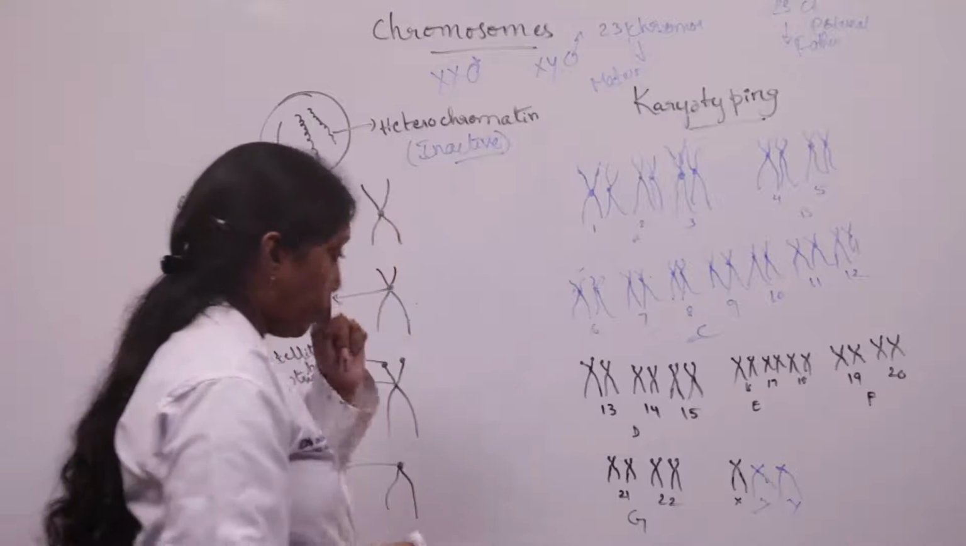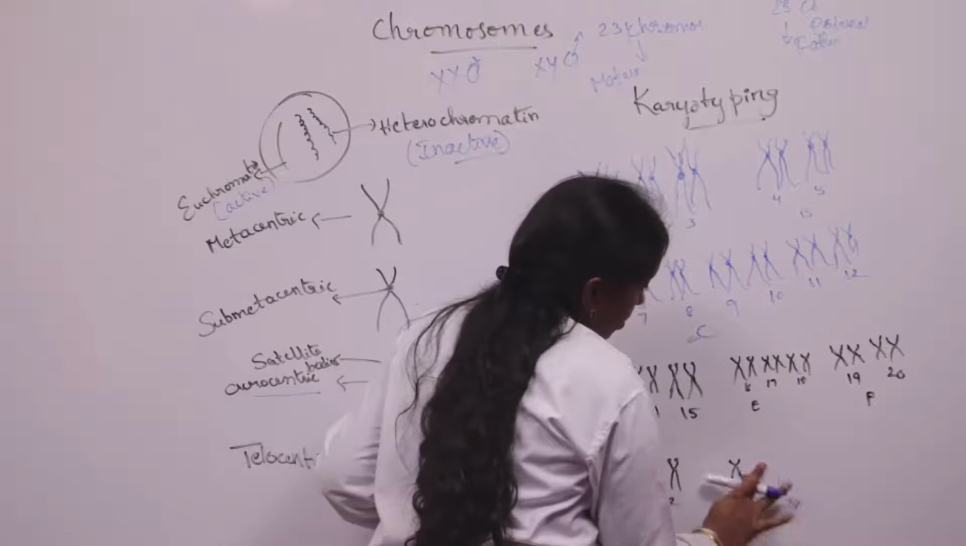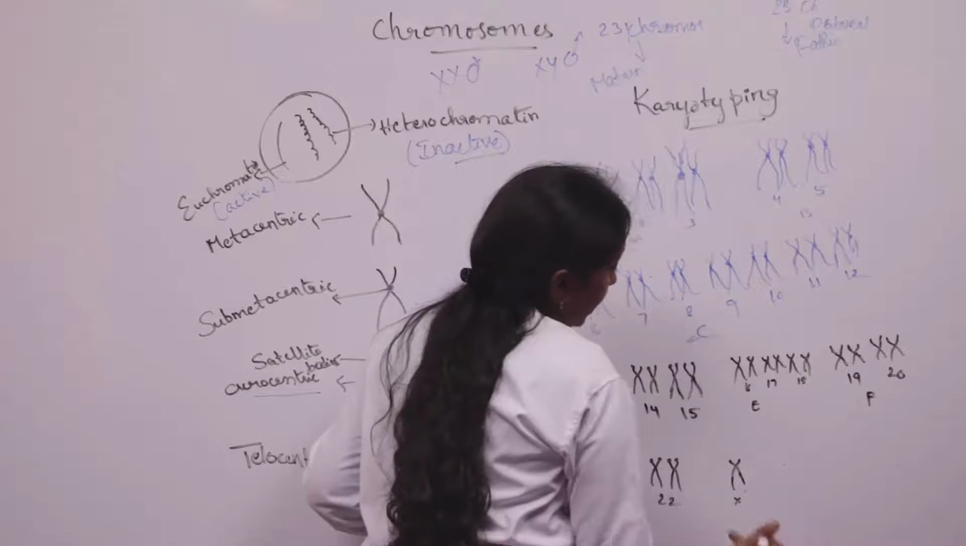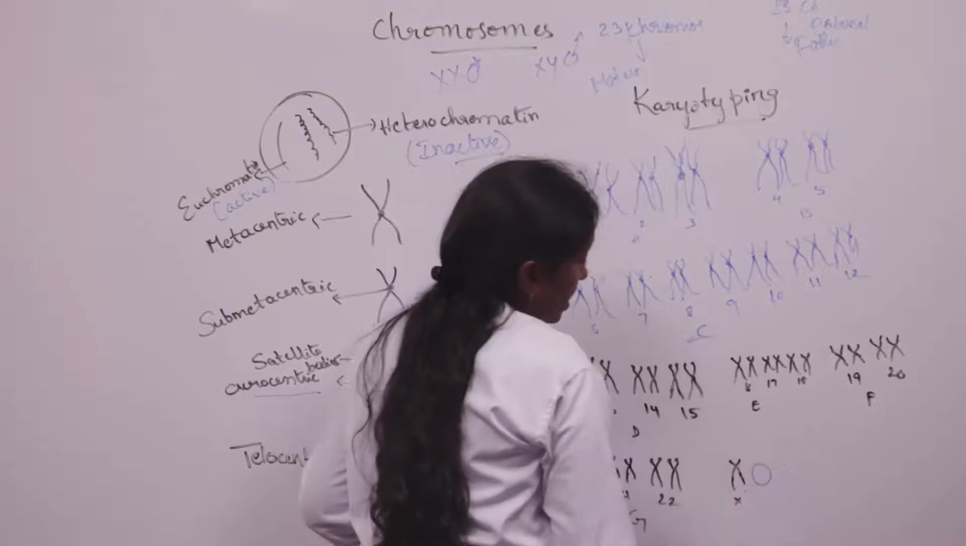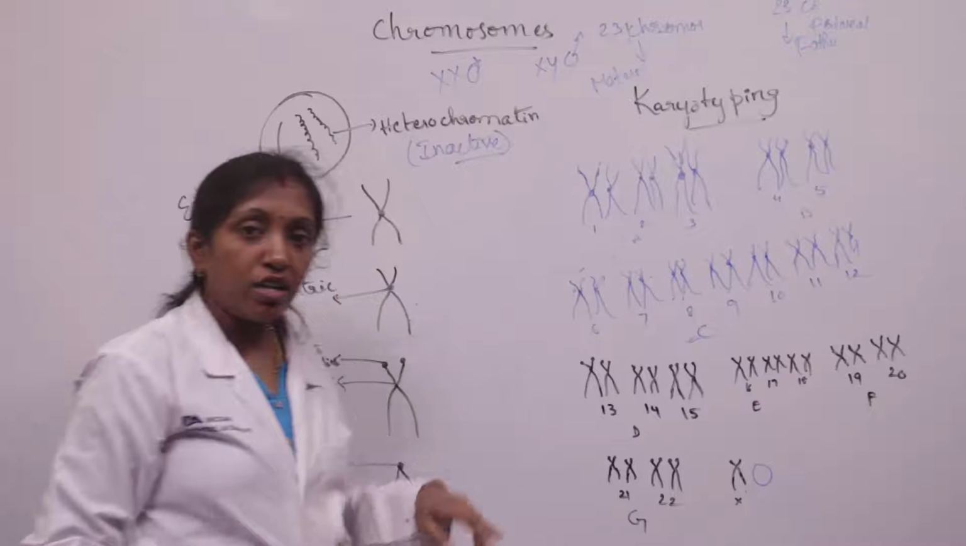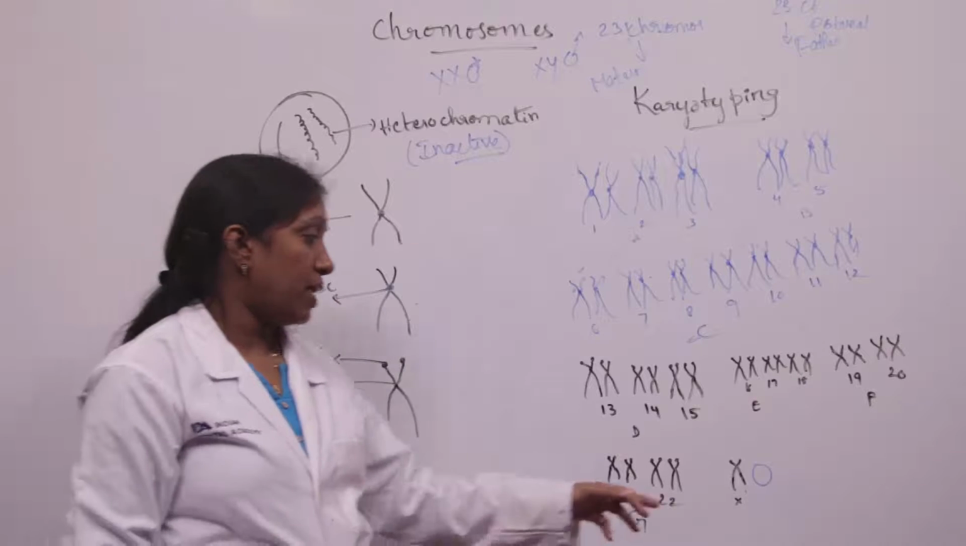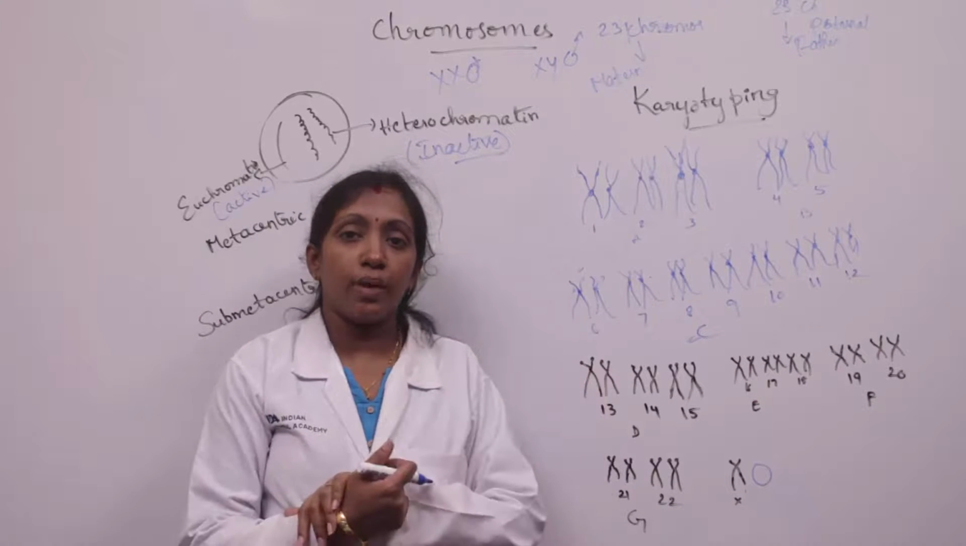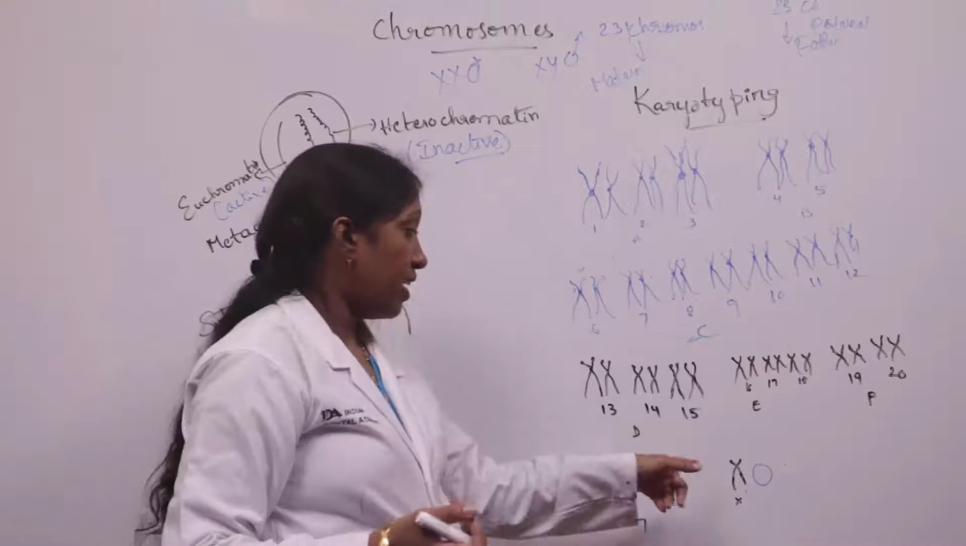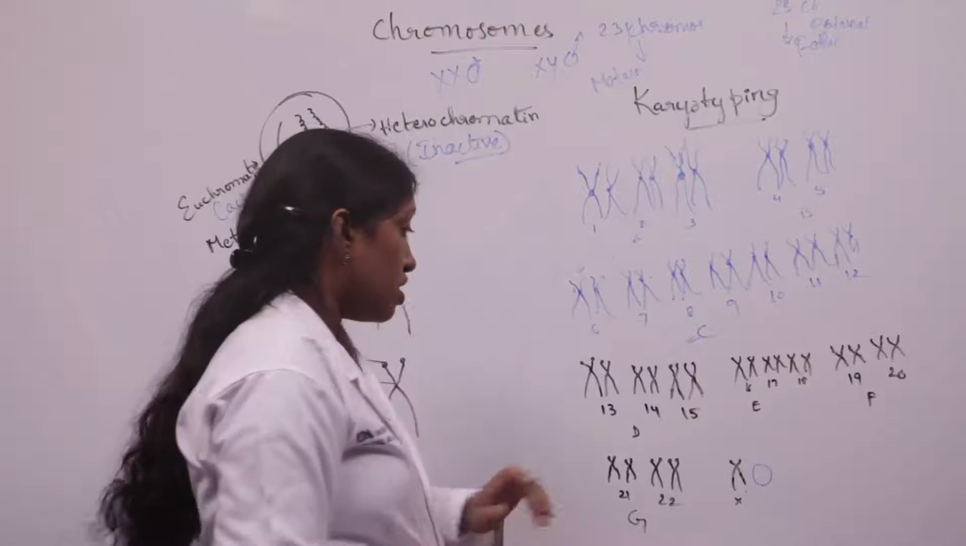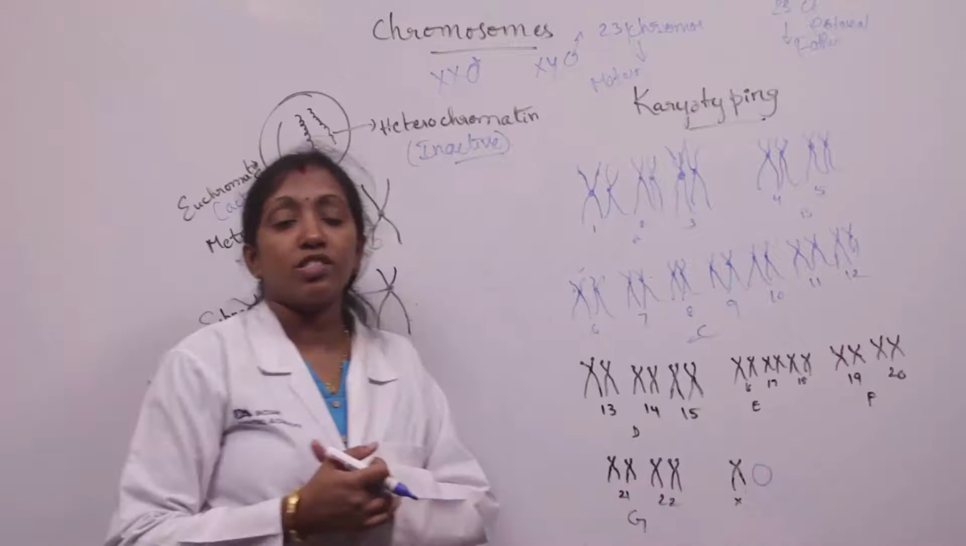For example, if you take Turner syndrome, Turner syndrome is X0, right? In Turner syndrome, X0 is present. That means only one X chromosome is present, and the second X or Y chromosome is absent. So in Turner syndrome, only one X chromosome is present.